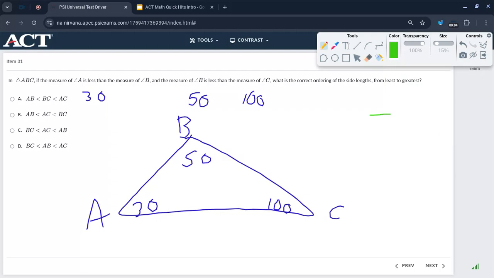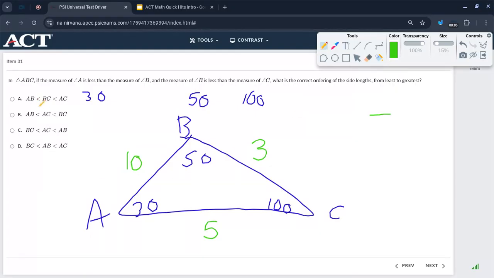So if I just do some arbitrary stuff, this doesn't work out mathematically with any calculations, but across from angle C has to be the biggest. So I'm going to say that it has a measure of 10, just because my angle C was 100 degrees. That makes sense and is easy to me. Across from angle B, it's going to have a side length of 5. And then across from angle A, it's going to have a side length of 3. So what this tells us is that AB is the biggest side at 10.